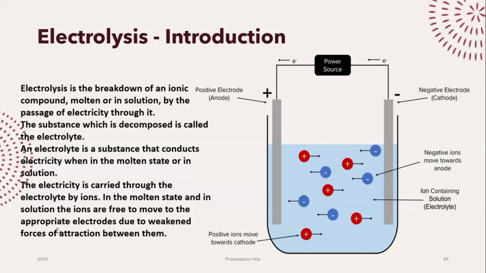Now, along with that, we obviously have two electrodes. Those electrodes are generally made of graphite, sometimes platinum as well, because we do not want them to react with any of the products. The positive electrode is known as the anode, and the negative electrode is known as the cathode. Now, this is not fixed, by the way. In electrolysis, positive is anode and negative is cathode.